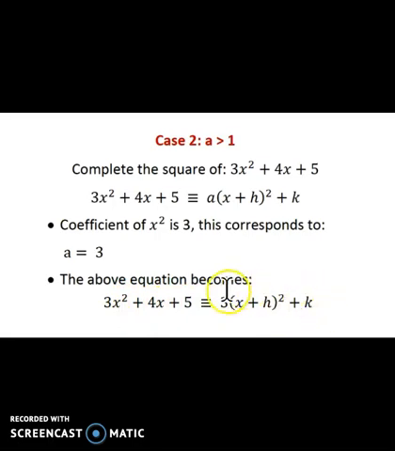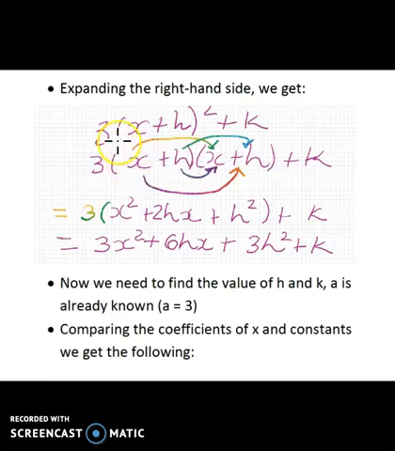Now we're going to expand this. When you expand the right hand side, paying attention to your brackets and your FOIL method, we end up getting this as the final answer: 3x squared plus 6hx plus 3h squared plus k. Now we already know the value of a is 3, so all that is left to work out now is the value of h and k.